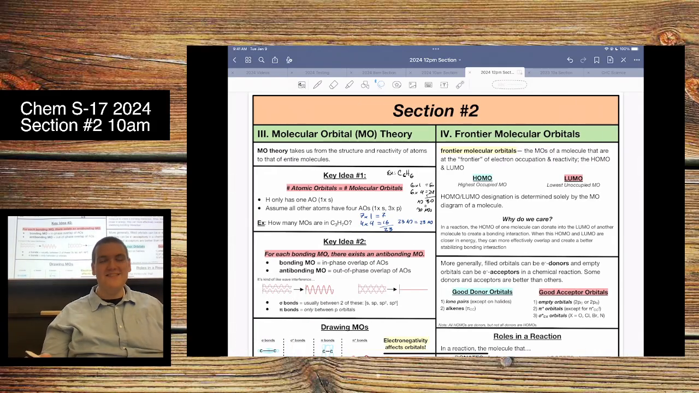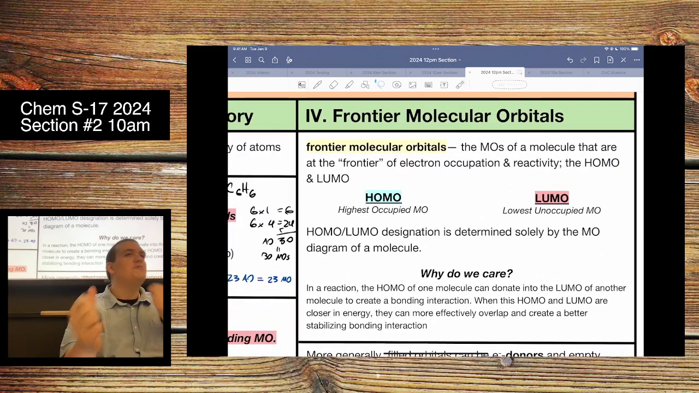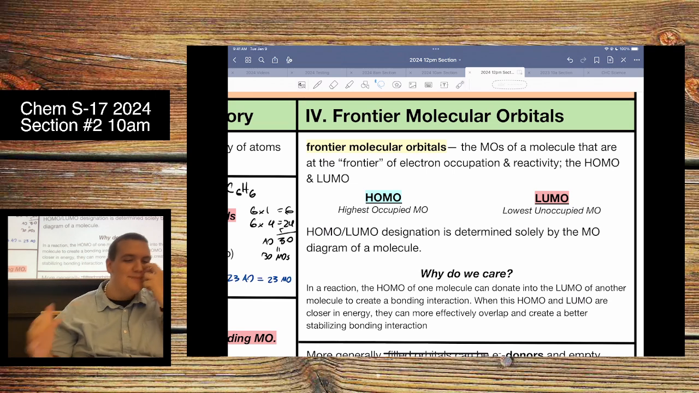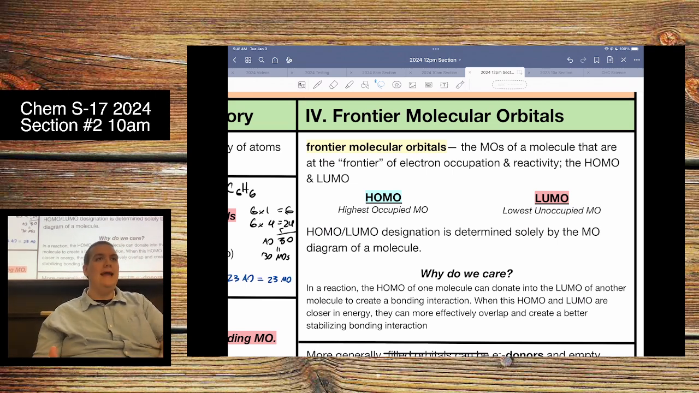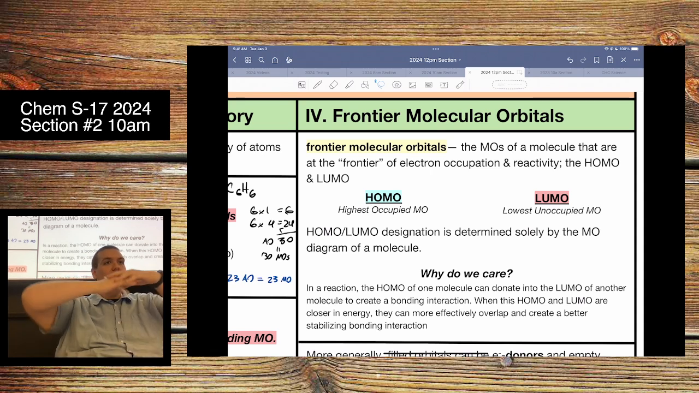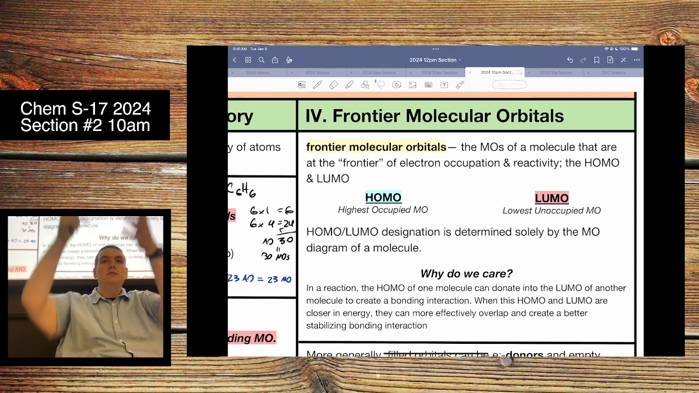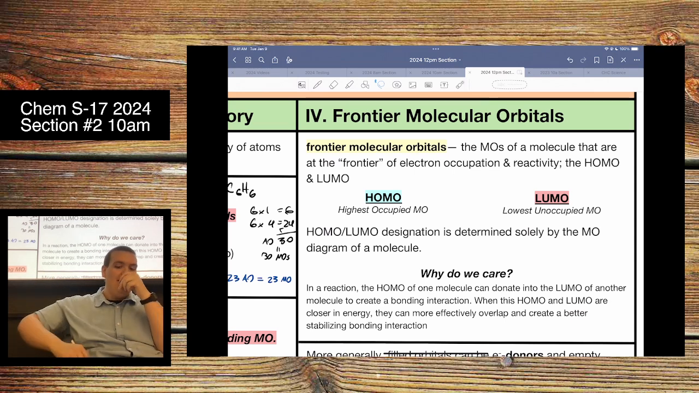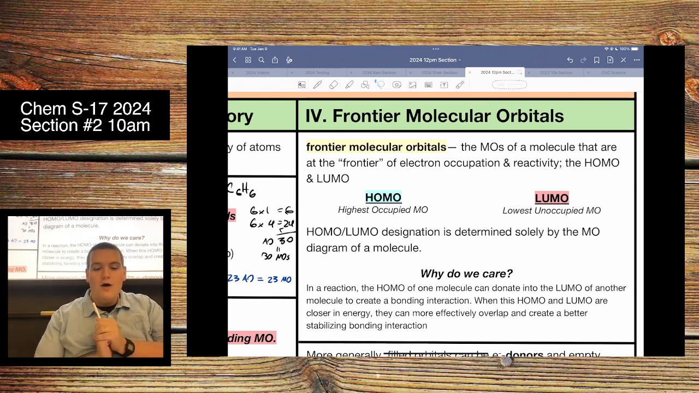So, let's talk now about an extension of molecular orbital theory, which is frontier molecular orbitals. And the frontier that we are at is the frontier of reactivity. So exciting. Basically, we care about the orbitals that are the highest in energy and have electrons, and the orbitals that are lowest in energy and don't have electrons. We call the highest occupied molecular orbital the HOMO, and the lowest unoccupied molecular orbital the LUMO. Saying all the words out is a mouthful, so just say HOMO, LUMO.